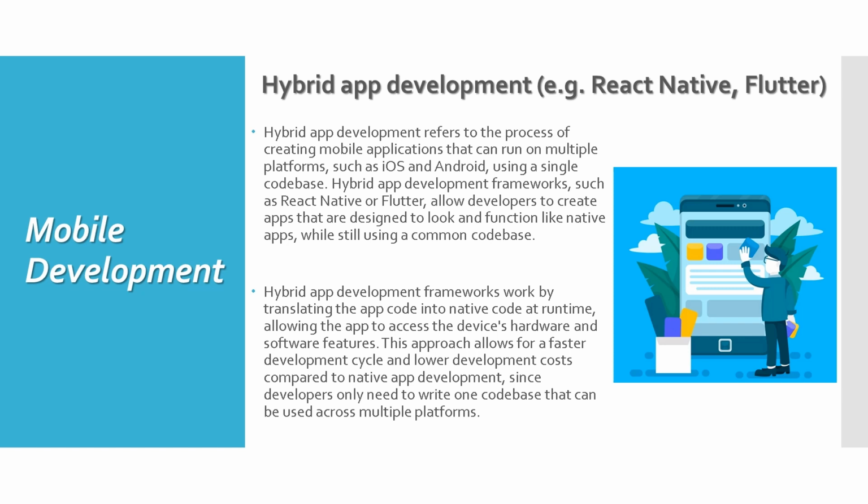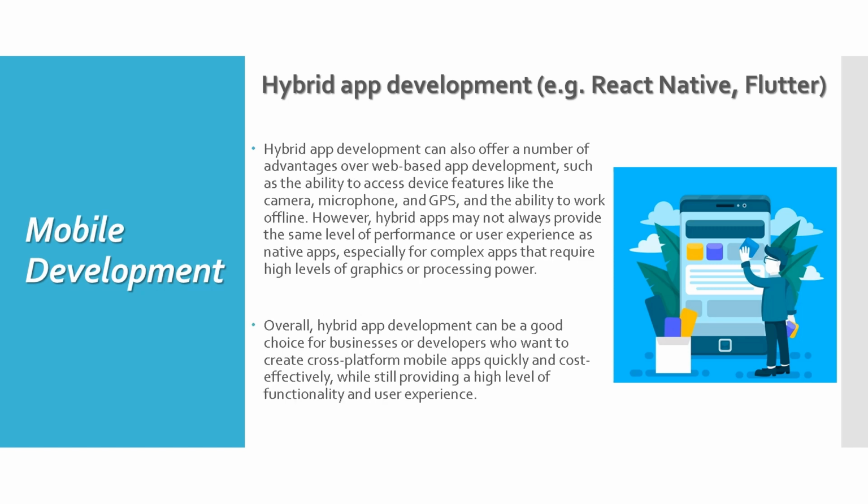Hybrid app development frameworks work by translating the app code into native code at runtime, allowing the app to access the device's hardware and software features. This approach allows for a faster development cycle and lower development costs compared to native app development, since developers only need to write one code base that can be used across multiple platforms.